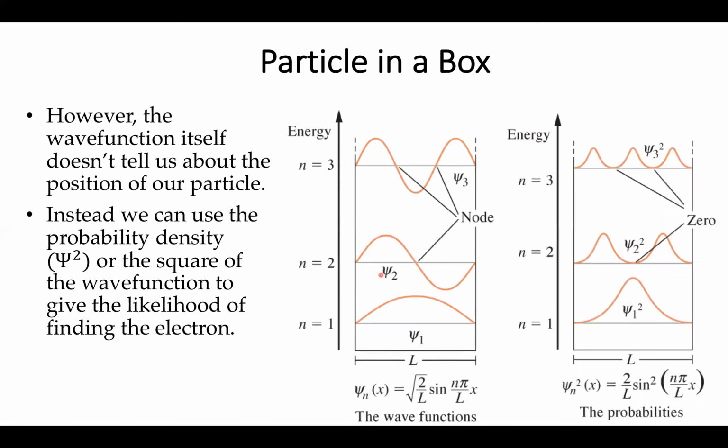One of the biggest things that we can get is the actual probability density. So the probability density is literally the probability that I'll find the particle, or in this case an electron, at any given point in the box. And we can get this by simply taking the square of the wave function. So if I have the wave function, I can tell exactly where the particle is.